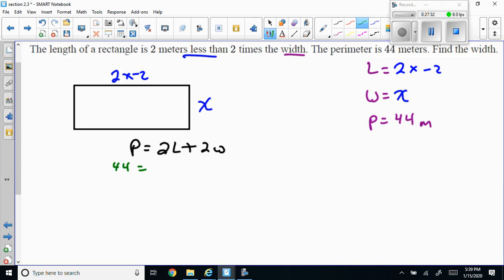And you're just plugging in. So any questions about how we've got this set up thus far? Anybody? All right, I'm going to give you a little bit of time to go ahead and work that out. Find the width and the length. All right, good.